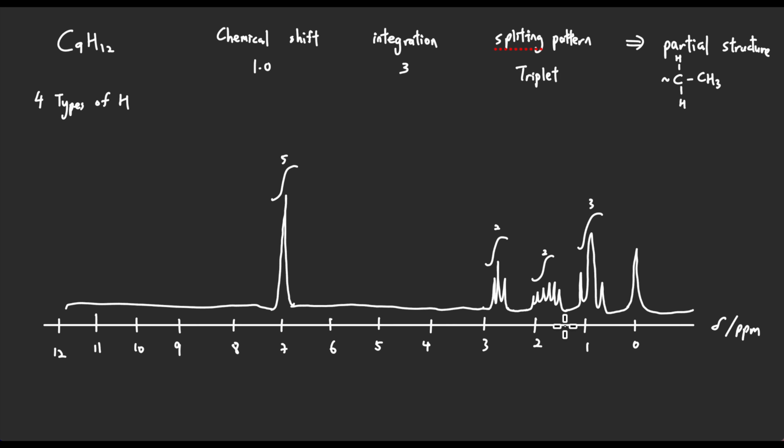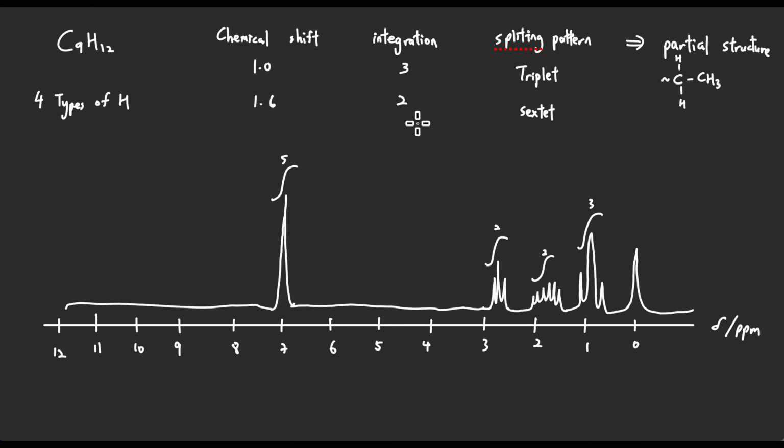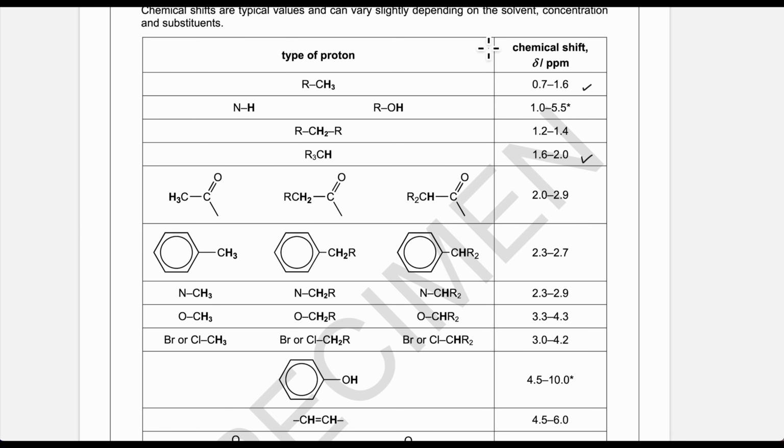Now we look at the second peak. It is approximately 1.7 or 1.6. Integration up to 2, and the splitting pattern is 1, 2, 3, 4, 5, 6. We can see it as a sextet. At 1.6, we look at the data sheet. So it could be this one, it could be this one, but no oxygen, no nitrogen, so we eliminate. It could be this one as well. But the problem is we need 2 hydrogen. In this one, we already have 3 hydrogen, so we can eliminate this possibility. It only can be this one.